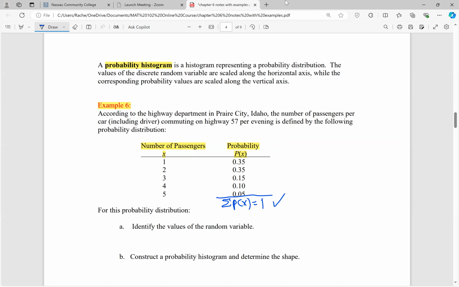So why might we want to create a probability distribution? Well, maybe the Department of Transportation here in New York is interested in freeing up traffic in the evening commute. So if they realize, you know what, most of the people are driving either alone or with one other passenger, right? Because both those probabilities are 0.35. If we add those together, that's like 70% of the distribution right there. So it's not very likely that there's going to be more people per car, like 3 or 4 or 5. So you'll notice the probability actually gets smaller as the number of passengers per car increases.